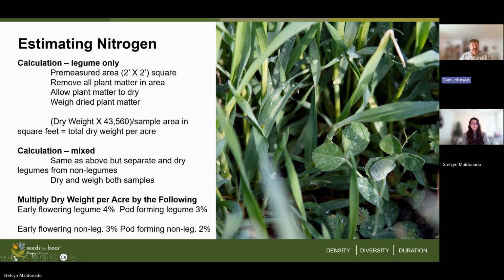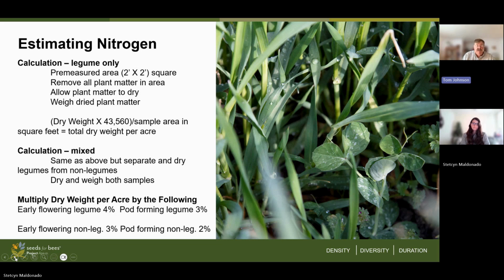Then you're going to take that same as above, but if you had small grains and legumes in there, when you sampled it, you could dry all of it, or you could pick all the legume materials out of your sample and separate them out and just dry them, because that was kind of what we're after. We're just after the nitrogen coming back from that. So you could do that, separate it out, dry it, weigh it, do the same multiplication and estimation math on that. And then you multiply that dry weight per acre by the following.